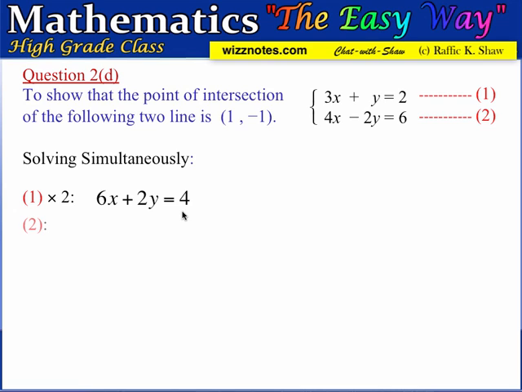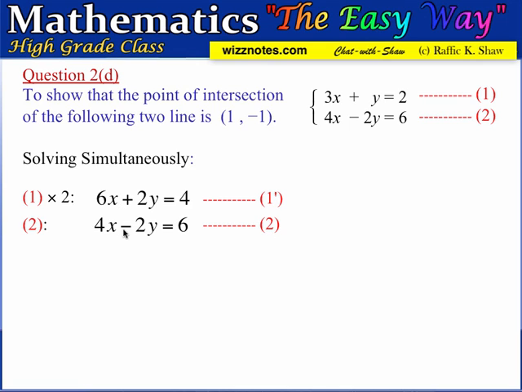Equation 2, I'm going to keep as is. And so it comes back as 4x minus 2y equals 6. That's 4x minus 2y equals 6. Now I'm going to call this first equation 1 prime because it was derived from equation 1. It is really the same equation but just adjusted by multiplying by 2. And then this equation 2 comes back as is.